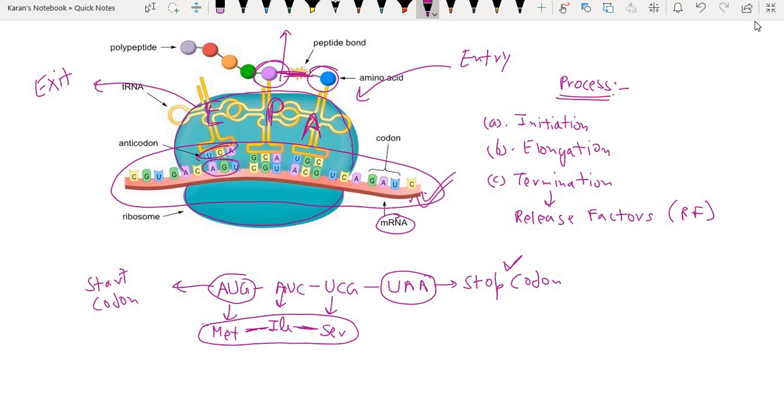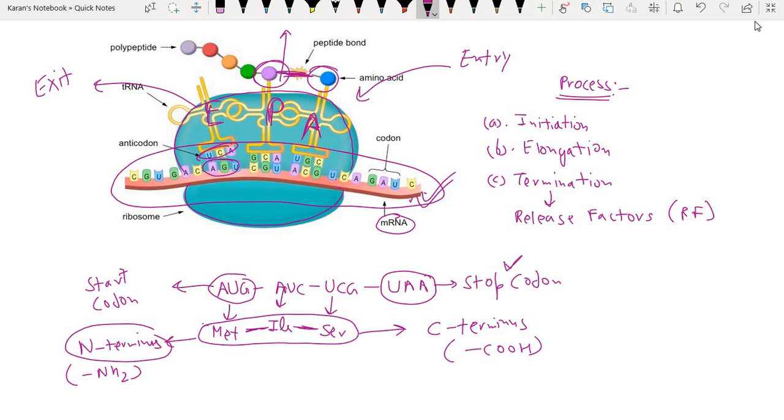And moreover, I just want to tell you that this side is known as the C terminus, right? Why is it known as the C terminus? Because it has the carboxyl group on the right hand side. Then this side of the amino acid is known as the N terminus. Why is it known as the N terminus? Because it has the amine group, right? So there are two termini, the N terminus and the C terminus. This whole structure basically forms the peptide or polypeptide, or we can call it protein, right?